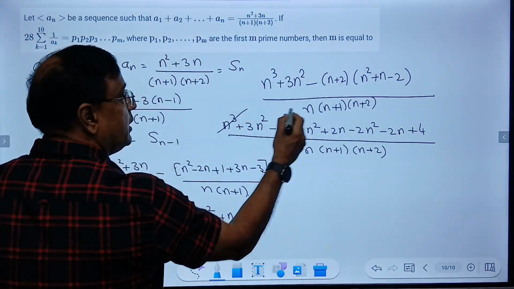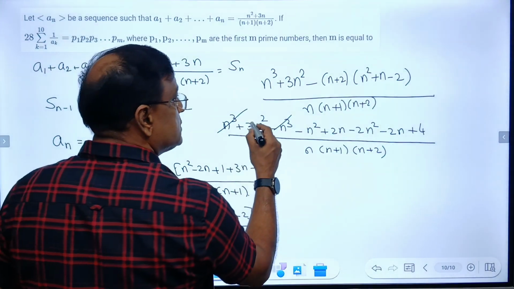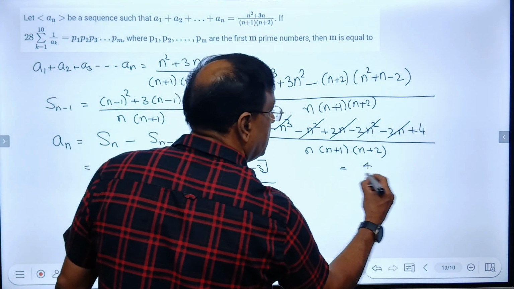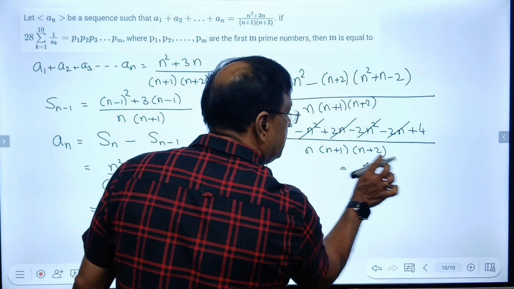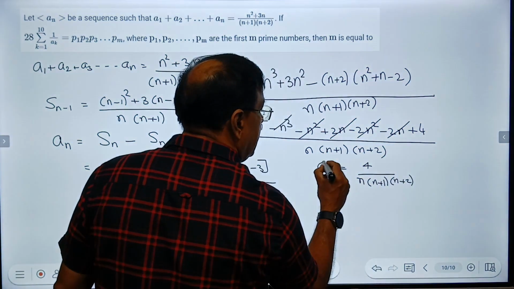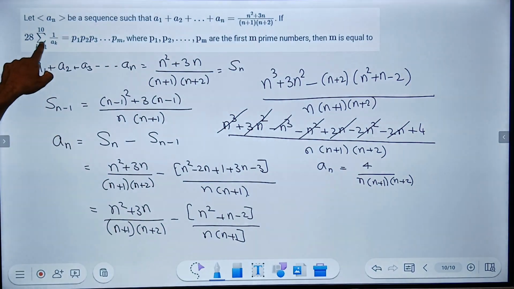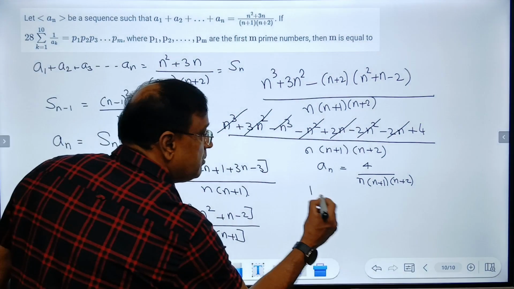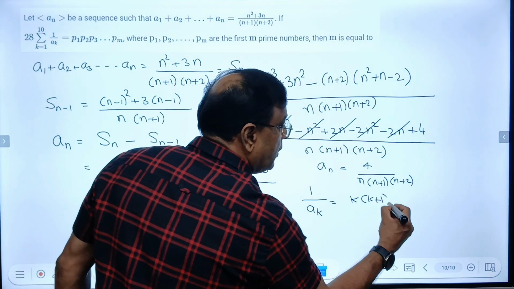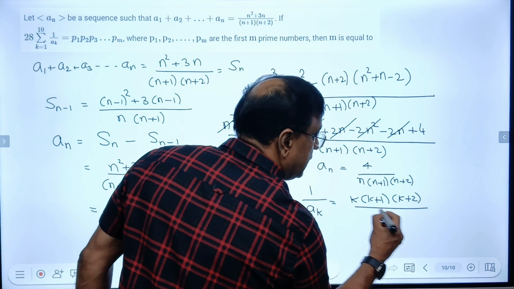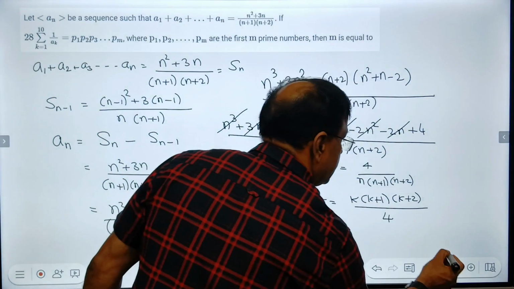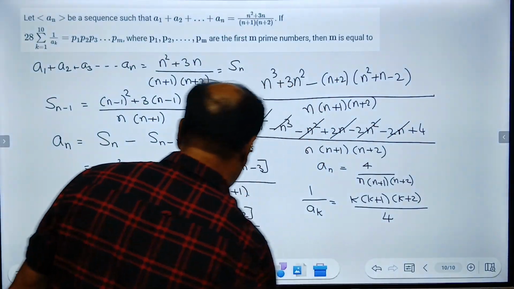So clearly n cube and n cube cancel, and 3n square and 3n square get cancelled. 2n and 2n get cancelled, so you are left with 4 by n into n plus 1 into n plus 2. This is your an. But I don't want an, I want 1 by an. So what is 1 by ak? 1 by ak will be k into k plus 1 into k plus 2 divided by 4. I want to find the sum. Okay, I will go to the next page. Just note this. Just a second, I'll take this result.